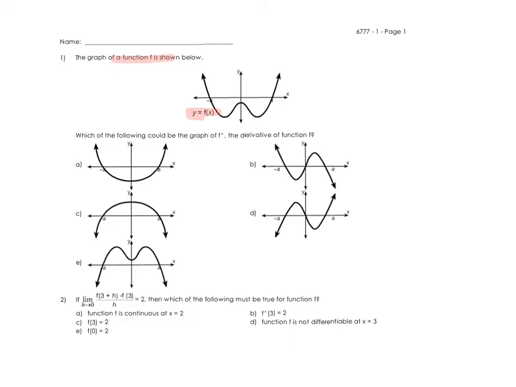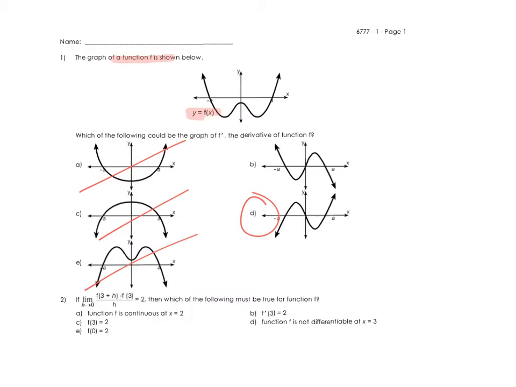Now, I can go through some basic stuff. This original function is a degree of 4, and so I would be looking for a degree of 3. That allows me to get rid of some choices. The original function has a positive leading term, so my derivative has to have a positive leading term. And I have it narrowed down to D just on that.